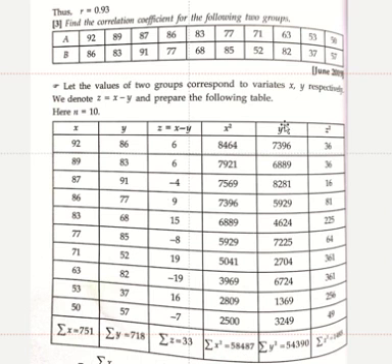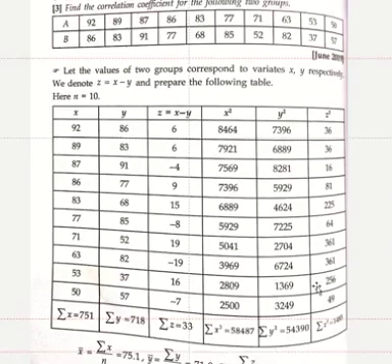Similarly, find out y square. These are the values of y. These are the values of y square, and take the summation. The summation of y square is equal to 54390. Similarly, z square. These are the values of z. Take the square of these values. We get this value, and take the summation. The sum of all these values, we get the summation of z square is equal to 1485.